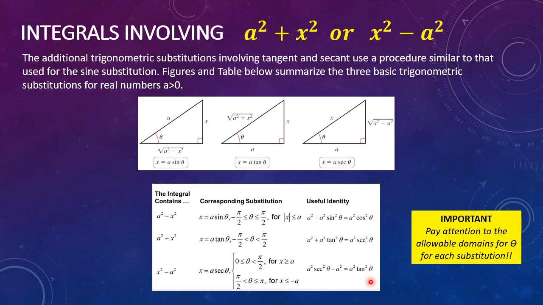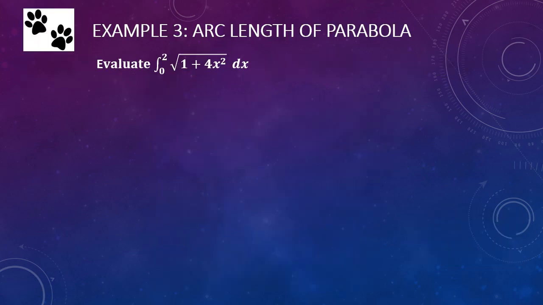And then you can see how these all revolve, how the identities come out to turn it into a product. But these are all Pythagorean identities that shouldn't be that difficult. So now let us look at example 3. This is the example we actually started the discussion in this section with, specifically finding the arc length of a parabola, or evaluating the integral from 0 to 2 of the square root of 1 plus 4x squared dx.